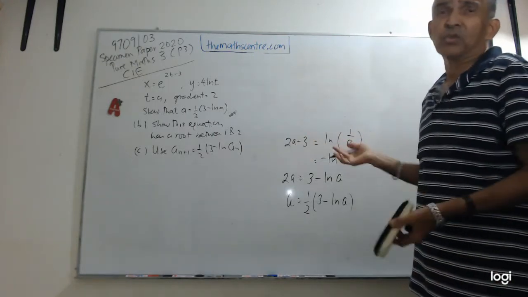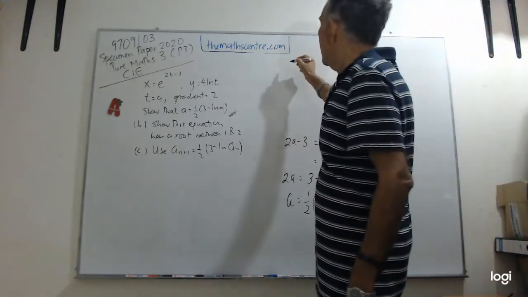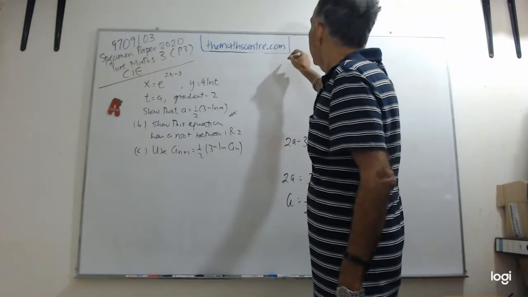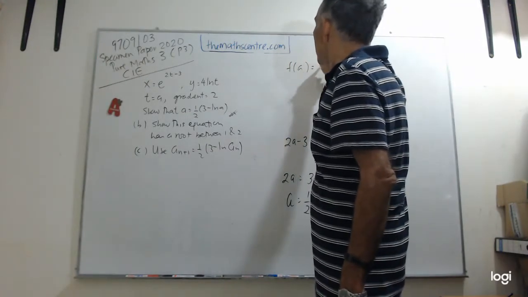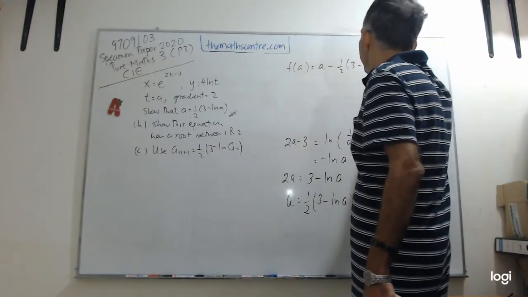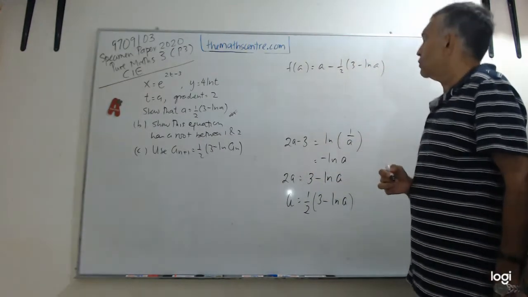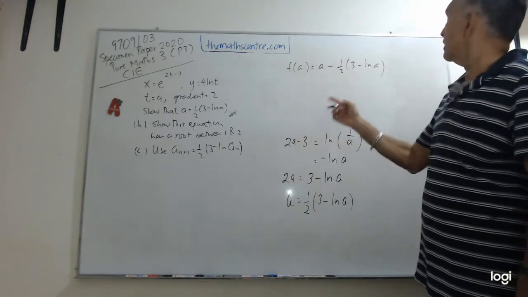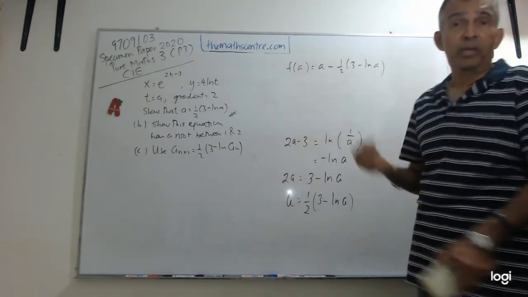That's one of the easiest things you can get on the exam. So a good way would be: let f(a) equal a minus a half (3 minus ln a). Yeah, let f(a) equal a minus half (3 minus log a). Yes, I copied it correctly.